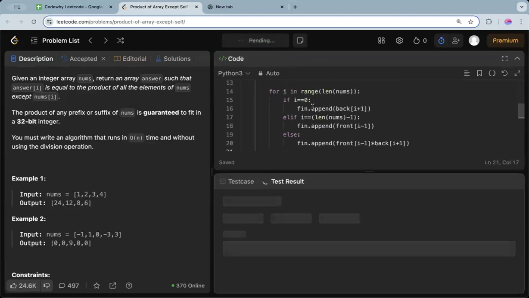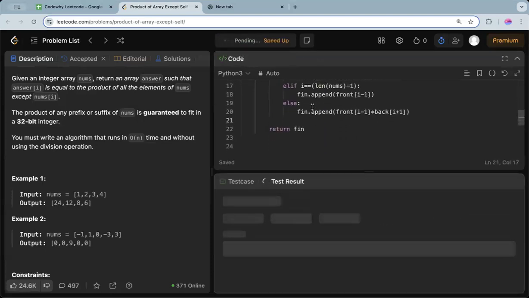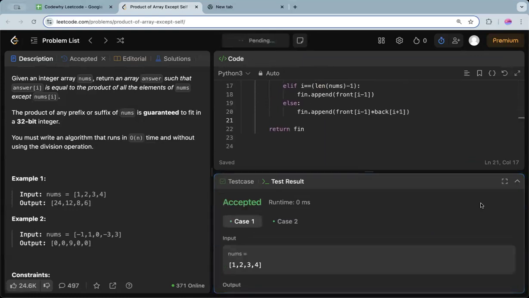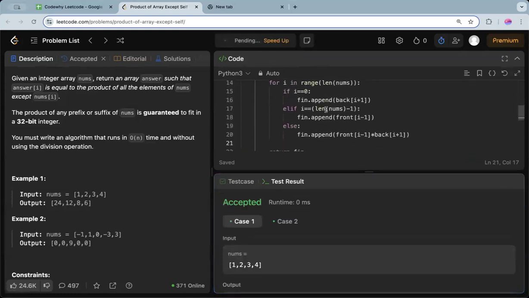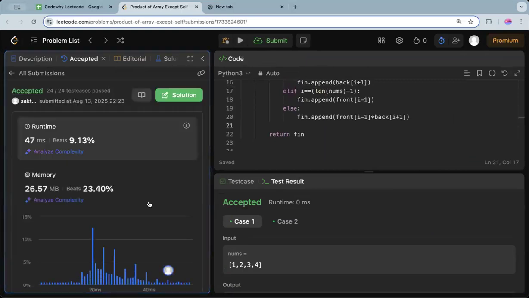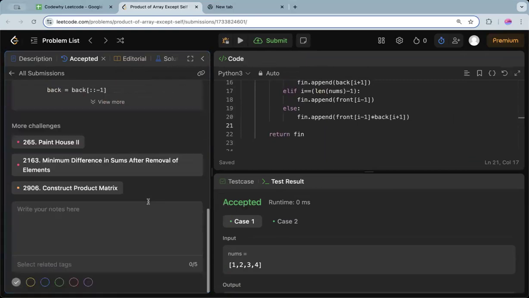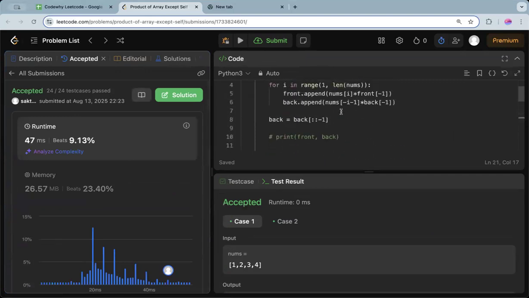Hopefully I didn't make any syntax mistakes. Oh, I didn't. Okay. And we can run this. And nice. We passed the test cases, accepted.